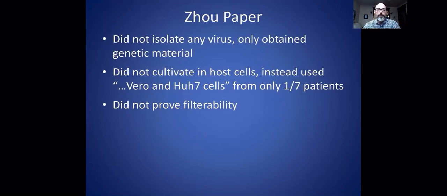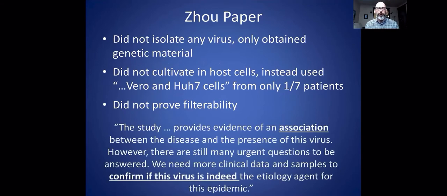So the Zhao paper, they didn't isolate any virus. Once again, they obtained genetic material as described in the previous procedure. Number 2, they did not cultivate in host cells. They used, once again, vero cells and this other HUH7 cells, but they only did this in 1 out of the 7 patients, and they did not prove filterability. And here's what they wrote in their conclusions.